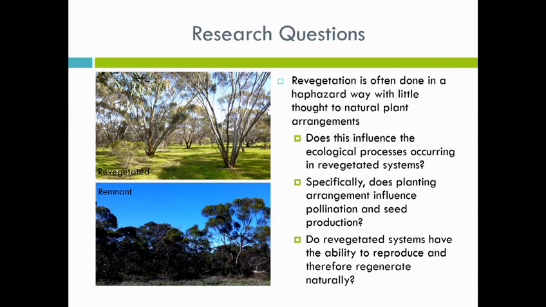But at this stage, when revegetation is done, these natural plant arrangements are often overlooked. So revegetation is often done in quite a haphazard way, but no research has really looked into what effect this has and if it affects the processes that are occurring in those sites. So I'm looking at how does planting arrangement affect ecological processes. Specifically, I'm looking at how it affects pollination and seed production. So I suppose the overall reason for this was that if revegetated systems aren't reproducing that well, they might not be able to become self-sustaining. So if that happens, then we're going to have to go in and replant once that original population dies out.